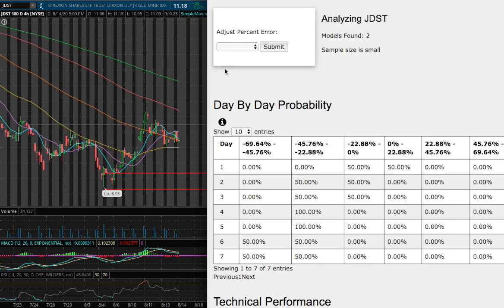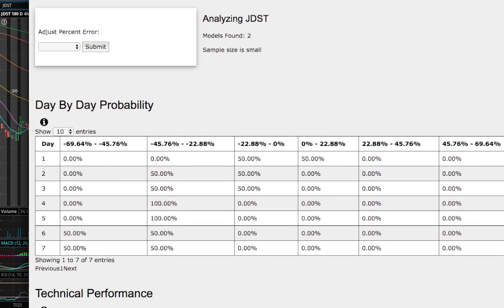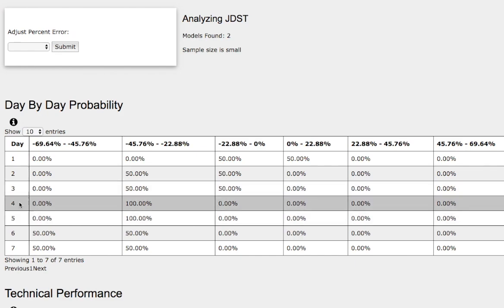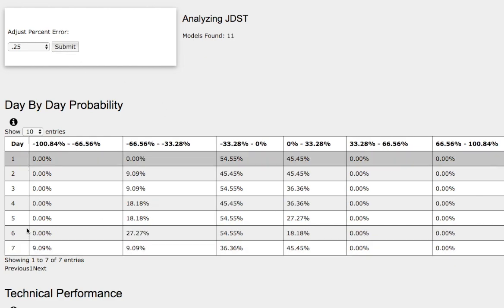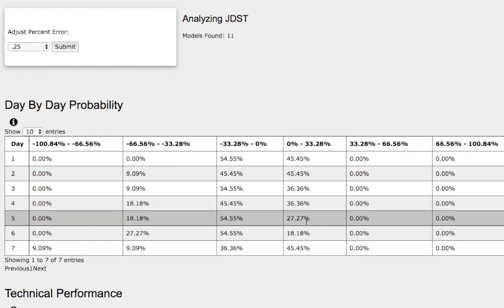So for the day-by-day probability model for JDST, what we have here is as we progress to the 5th day or a week of trading, if we examine a higher percent error, we have a 27% chance for it to climb between 0 to 33%. And to the downside, we have a 55% chance for it to fall between negative 0 to negative 33. And on the extreme case, a 18% chance to fall between negative 33% to negative 66%.